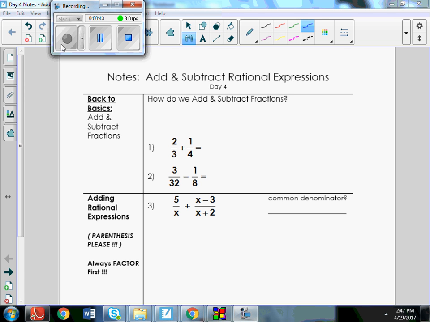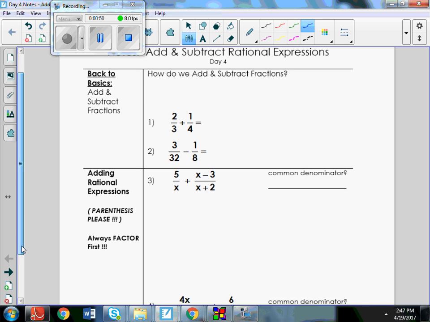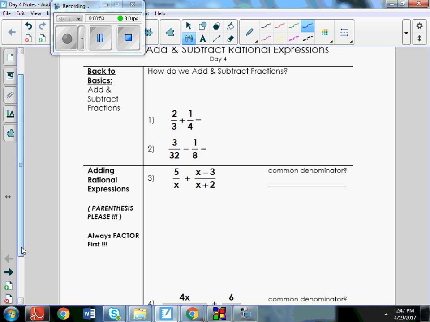So when you add and subtract fractions, let's look at 2/3 plus 1/4. How do you add those? You have to find what we call a common denominator. You need a common denominator. So it's totally different than multiply, divide. If I look at 2/3 plus 1/4, what could my common denominator be? 12. Very good.